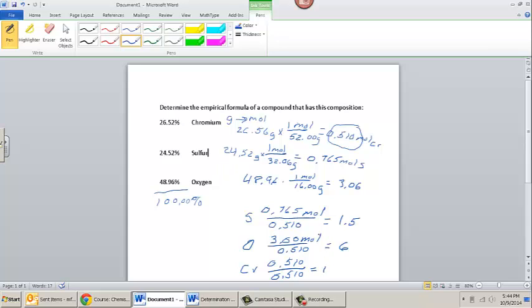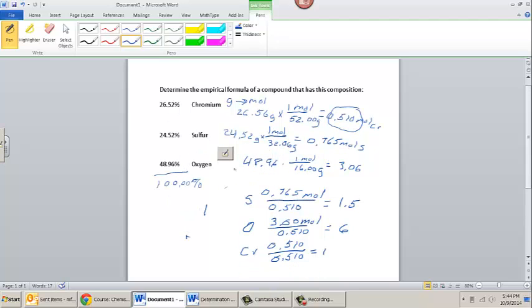Alright, now the problem that we've got is the empirical formula has to be the lowest whole number ratio. And we don't have all whole numbers here. We've got 1.5, we've got 6, and we've got 1. So the way that you solve that is you take all these numbers and you just multiply them by 2, to bump it up, sort of like when you're trying to figure out the least common denominator in a fractional problem. So that just bumps this up to 3 for sulfur, 12 for oxygen, and 2 for chromium.